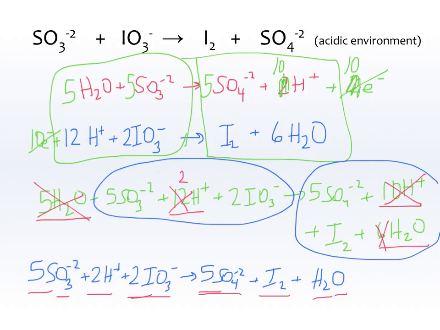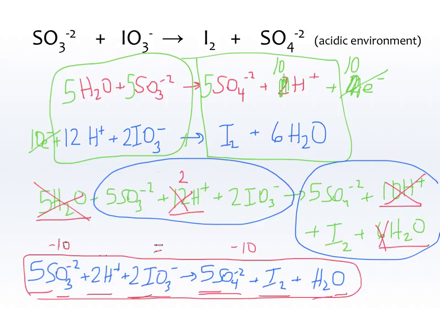Yay! For charge, I've got 5 negative 2s. That's a total of negative 10, plus 2 pluses and 2 minuses. Oh, that's minus. All of that on the left, so the left is a total of negative 10. For the right, I've got 5 times negative 2, which is negative 10. Hey, check it out. Negative 10 does equal negative 10. This is a balanced equation.